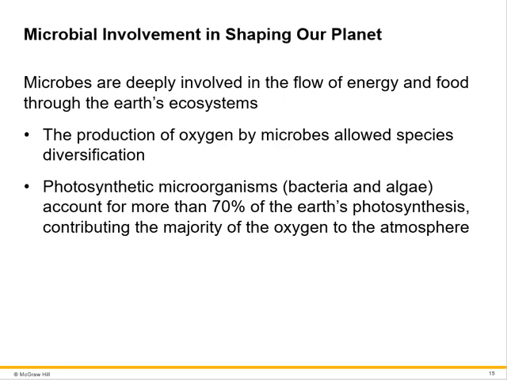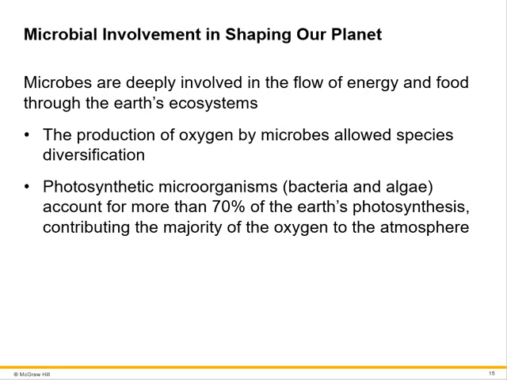So, microbe involvement in shaping our planet. It has a huge impact on the flow of energy. Sunlight is taken in by photosynthetic bacteria and microbes and then converted into food, which consumers eat, and then they're decomposed by the bacteria and the fungi, the decomposers. And so there's that flow of energy, and there's that flow of nutrients as well, the carbon cycle, the nitrogen cycle, the phosphorus cycle, all of those things. Microbes are deeply involved in those cycles, in those pathways.